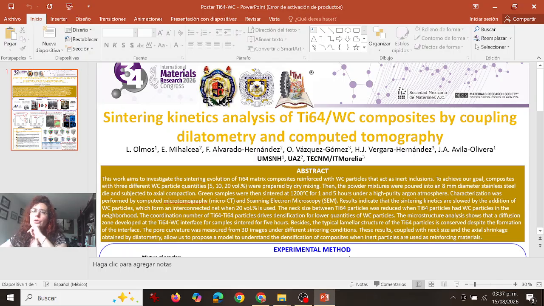Also, the pore curvature was measured from the 3D images, under different sintering conditions. All these results, also coupled with the neck size and the actual shrinkage data that we obtained from dilatometry, allowed us to propose a model to understand the densification of the composites when inert particles are used as reinforcing materials. We are talking about the tungsten carbide particles. All right, very good. That's all for the abstract.